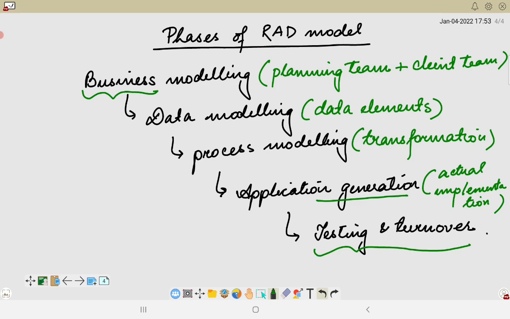So it is a better version, because it does not involve much manual labor. That means manual coding and manual design generation is not there. It is done by automated tools. So the risk involved in the implementation or application generation is also very low. Now talking about the essential aspects of RAD.